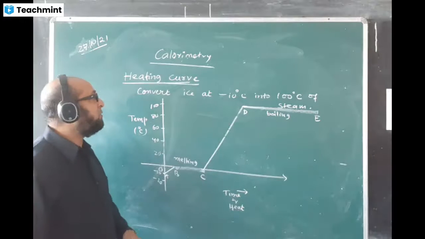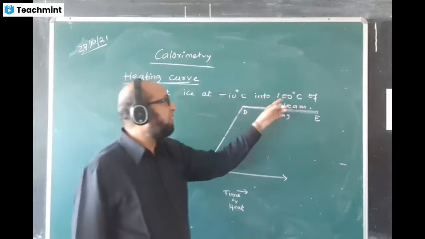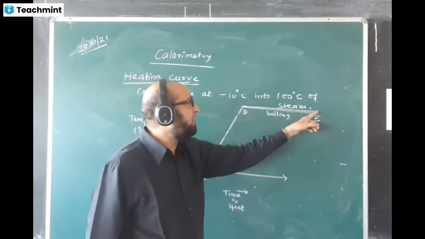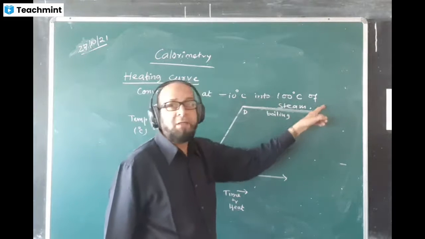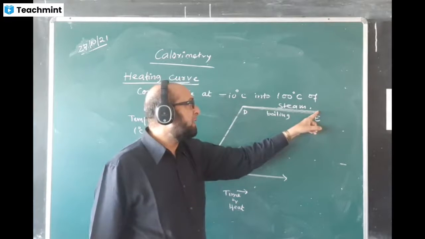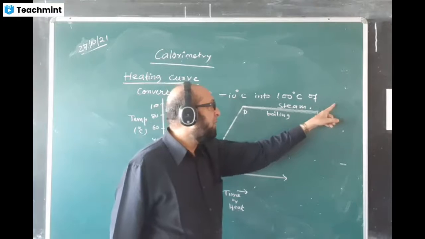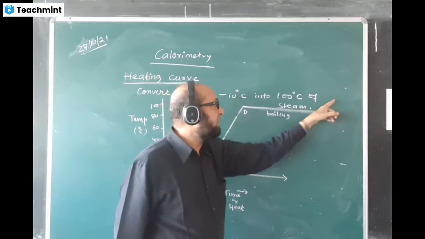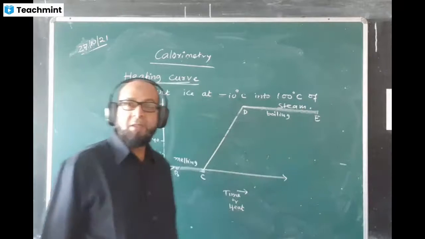By chance, if they ask you to convert into steam at 120 degrees Celsius, from here we'll continue further to 120 degrees Celsius. Steam is formed here at 100 degrees Celsius. Now the temperature of steam will increase from 100 to 120 degrees Celsius, like that.